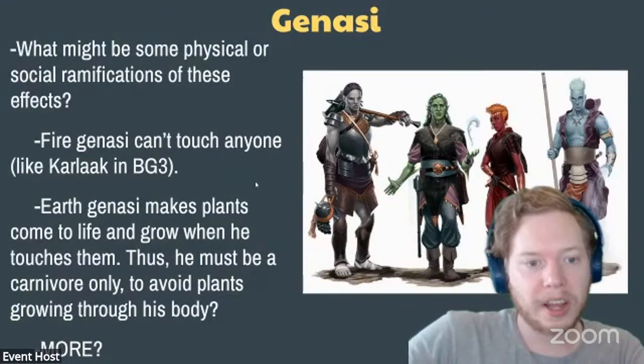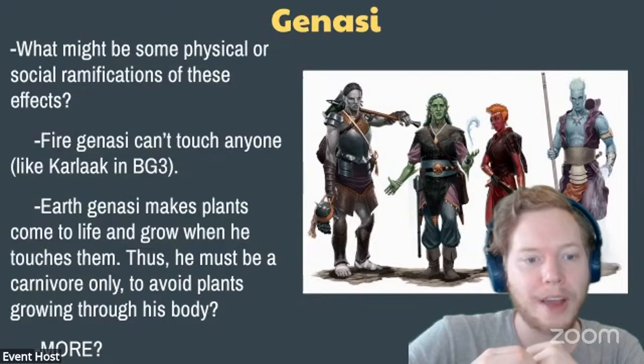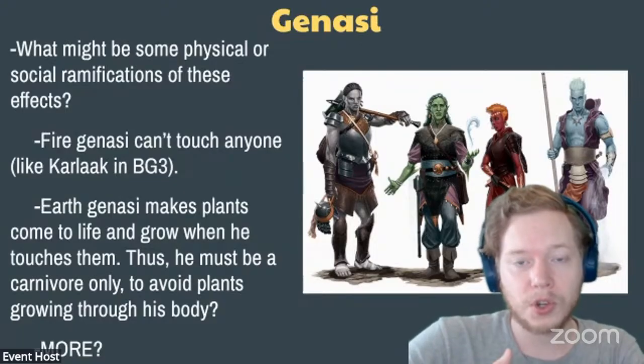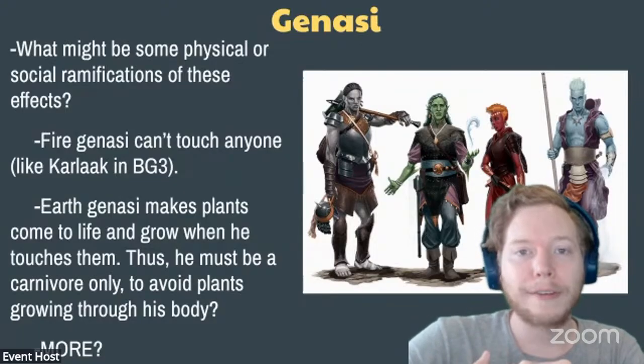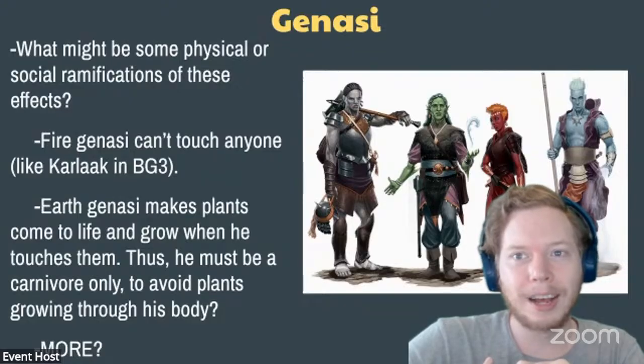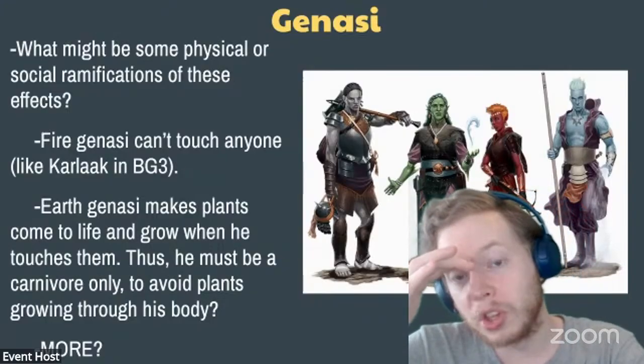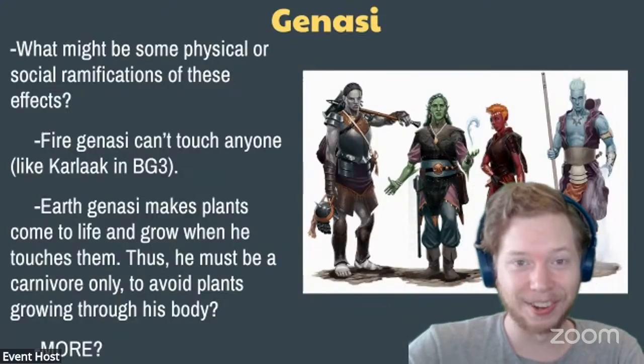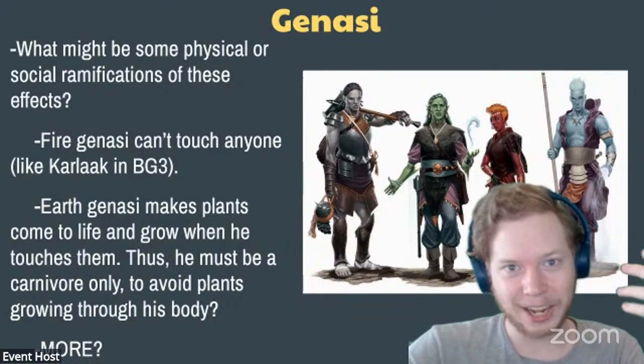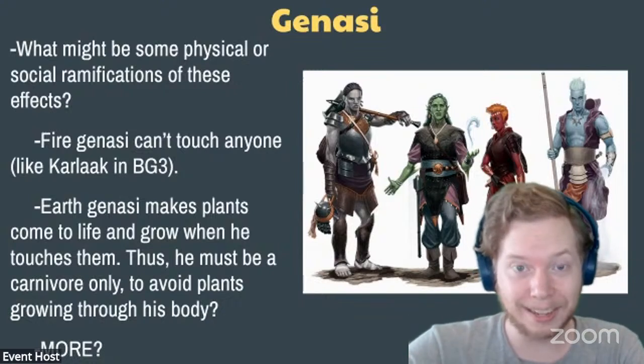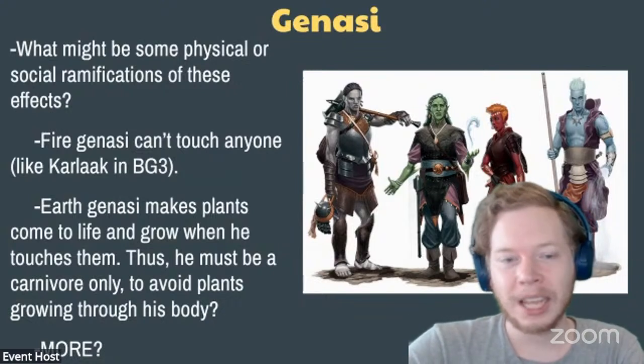Or what about this one I thought of? Earth genasi. You make plants grow everywhere that you touch, or anything that you touch. Any plants that you touch begin to grow. Therefore, you can't eat plants because they would grow throughout your whole body. So you can only eat meat. And so we have a green skin, kind of nature earth genasi that can only kill and eat living creatures. What else comes to mind?